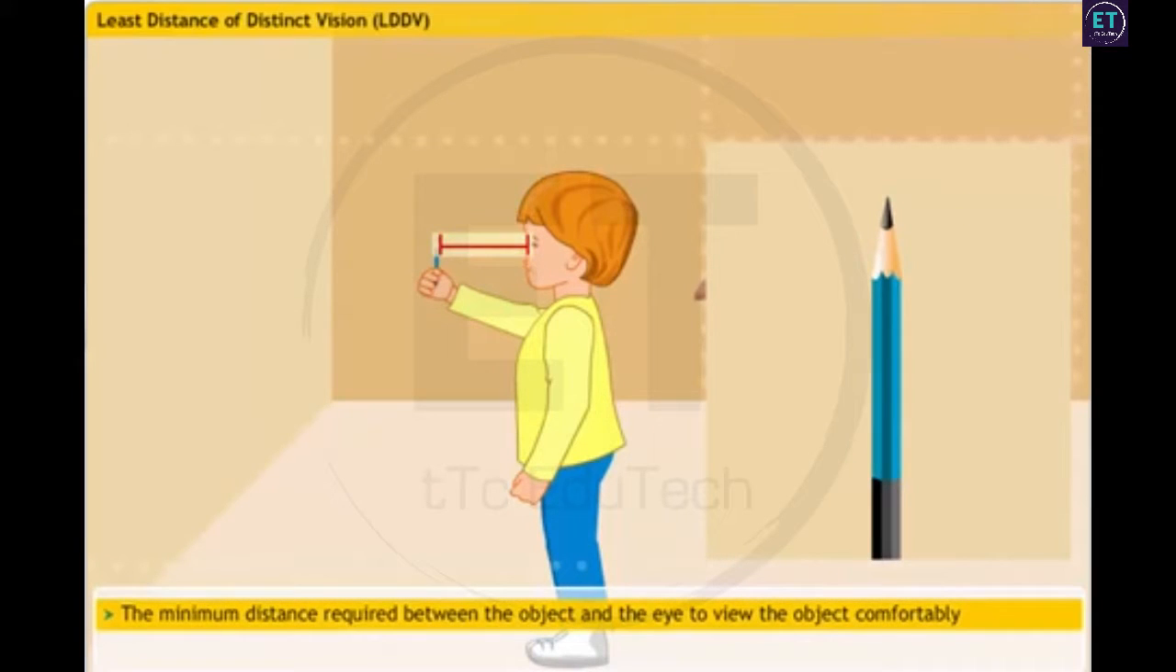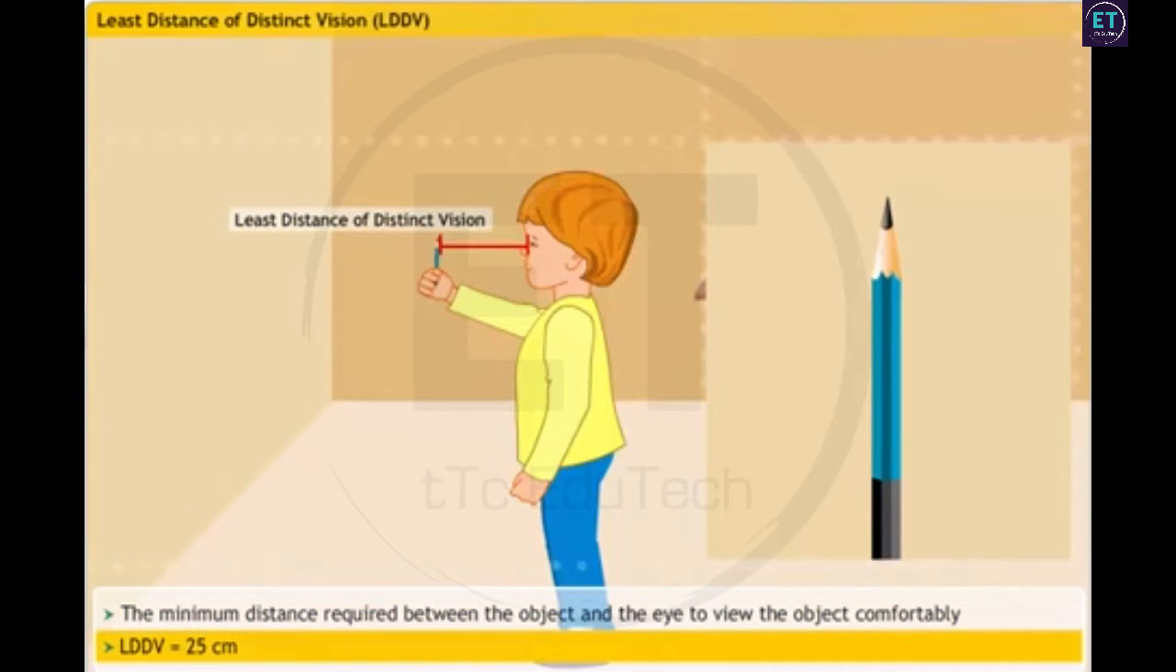This minimum distance required between the object and the eye to view the object comfortably is called the least distance of distinct vision. For a normal healthy eye, the least distance of distinct vision is 25 centimeters.